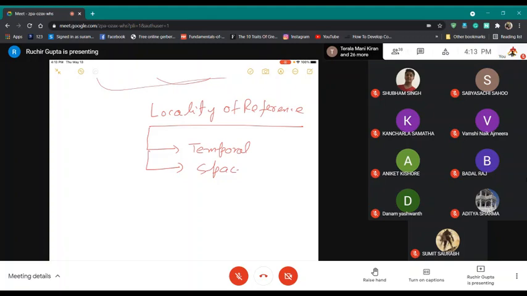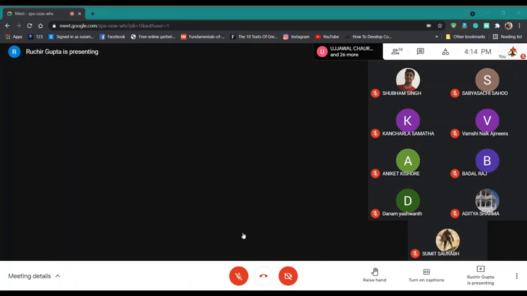aspect of locality of reference suggests that whenever information is first needed, this item should be brought into cache, where it should be kept as long as you are going to reuse it.